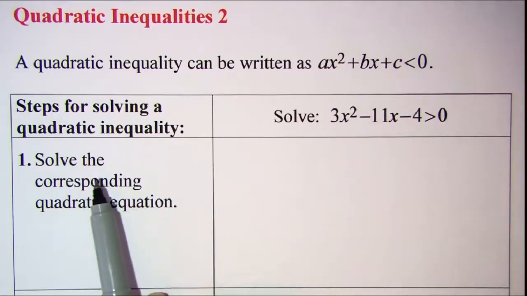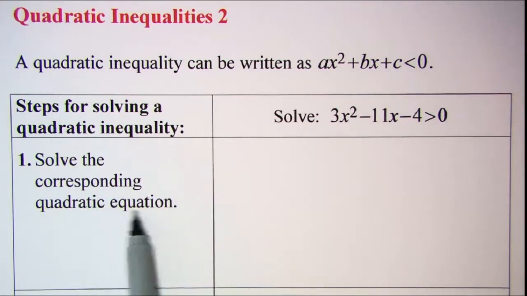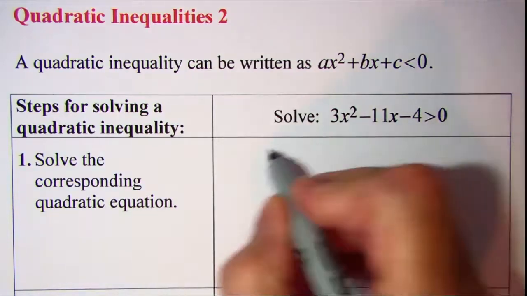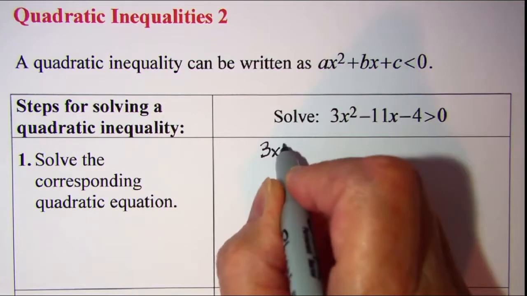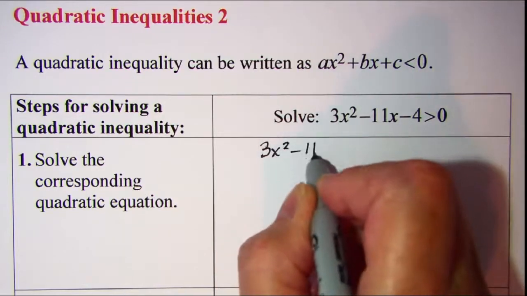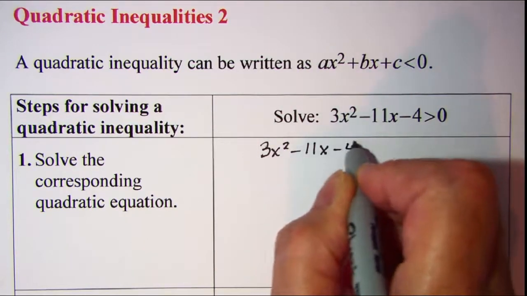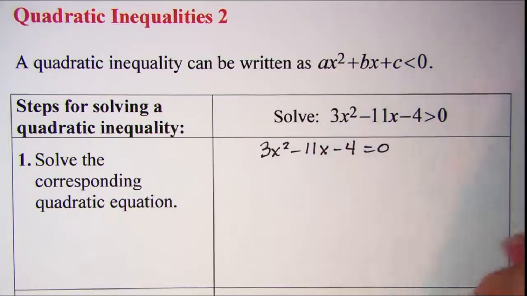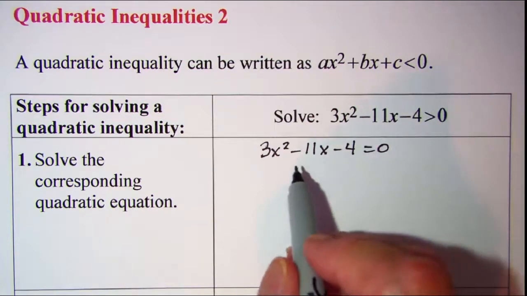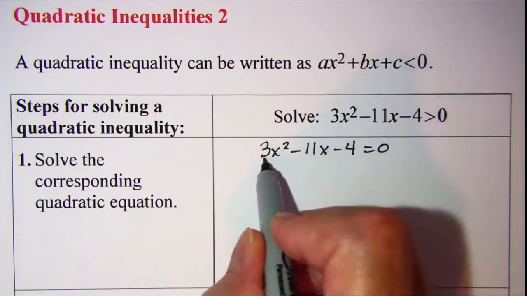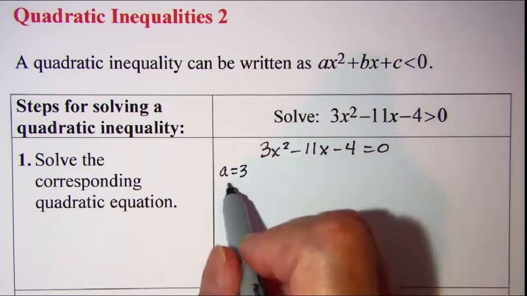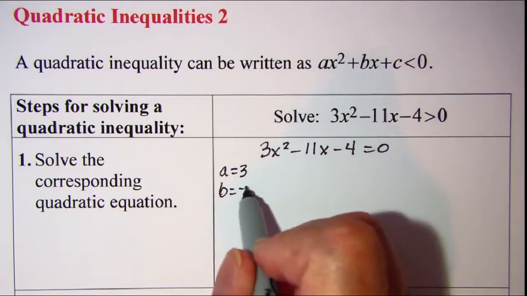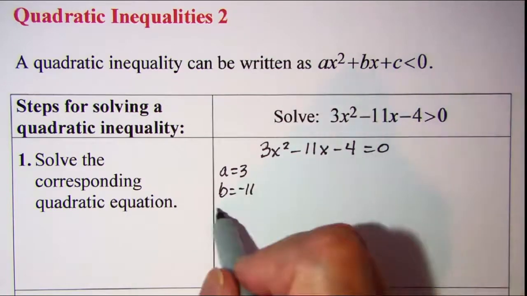My first step is to solve the corresponding quadratic equation. So we need to solve 3x squared minus 11x minus 4 equals 0. Now I'm just going to use the quadratic formula on this. We can see that a is 3, b is negative 11, and c is negative 4.